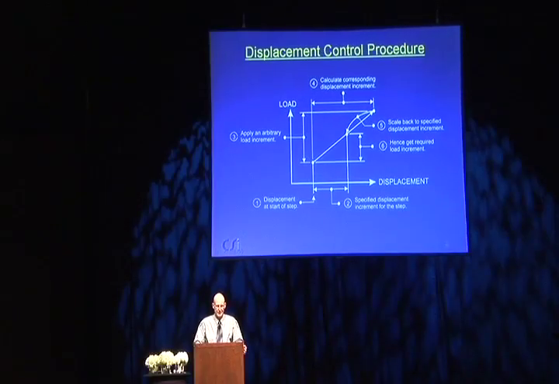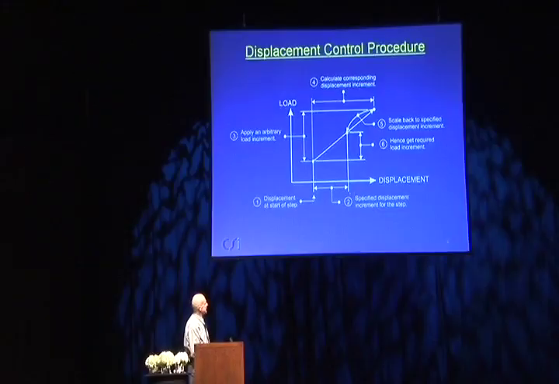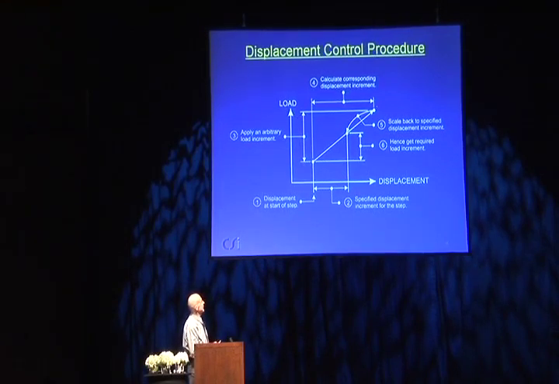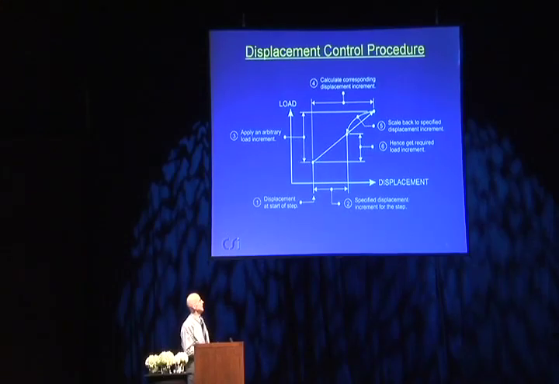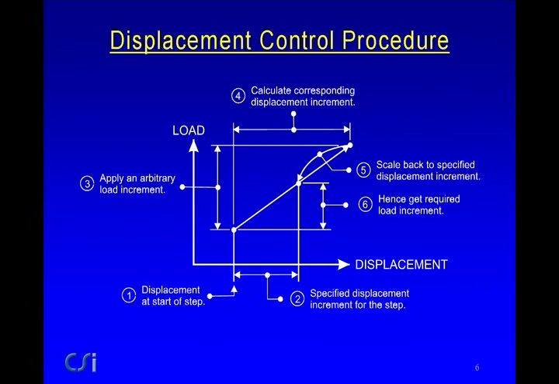And it's very simple. The way it's done is this. Step one, you start here at the beginning of the step. Step two, you have the specified displacement increment that you want for the step. Step three, you just choose any arbitrary load increment. It doesn't matter what it is, and you apply that load increment, do a linear analysis, and calculate this much displacement increment. You say, well, that's, in this case, more than I want. I'm just going to scale the load increment back to this point, and this is the load increment that was required to produce this displacement increment. So you apply an arbitrary load increment, and you do one usually pretty simple operation to scale it back to get the displacement you want.